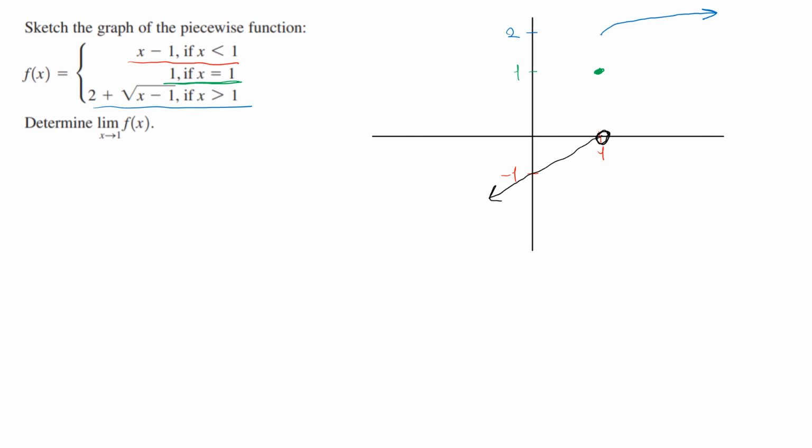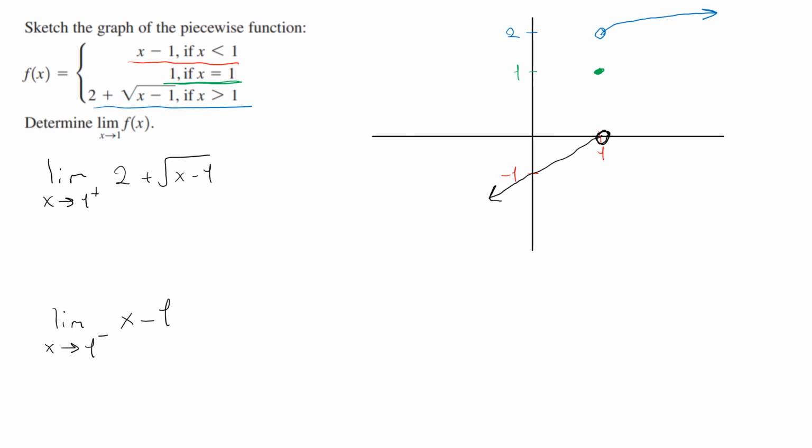Lastly, the function 2 plus root x minus 1 is drawn like the blue arrow that I drew over here. That is my function, but it does not include 1. It's bigger than 1, but like the first function it does not include it over here, so I draw a not filled dot.